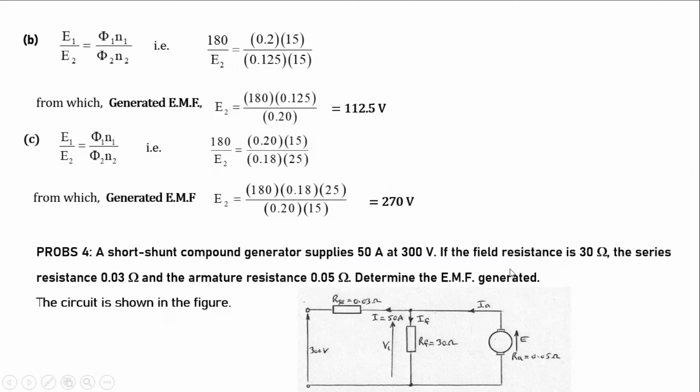And we need to find out EG, the EMF generated. The shunt field resistance has been given as 30 ohm, the series field resistance is 0.03 ohm, and the armature resistance RA is 0.05 ohm. Also, we should know that a compound generator is a combination of shunt and series field.